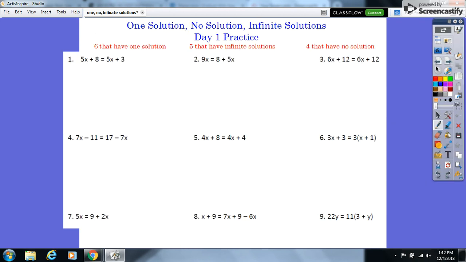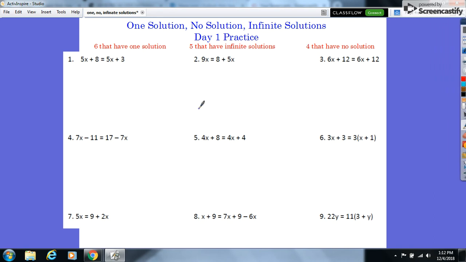Now, we had a worksheet that went along with this. If you need a copy of it, it's in Echo, or you can see me. If you don't have it, just write these down. On that worksheet, there's 15 problems. 6 of those problems have one solution. Those are the ones you actually have to solve. 5 of them have infinite solutions. 4 of them have no solutions. That means that these 9, you just have to identify which are which and be ready to prove it.